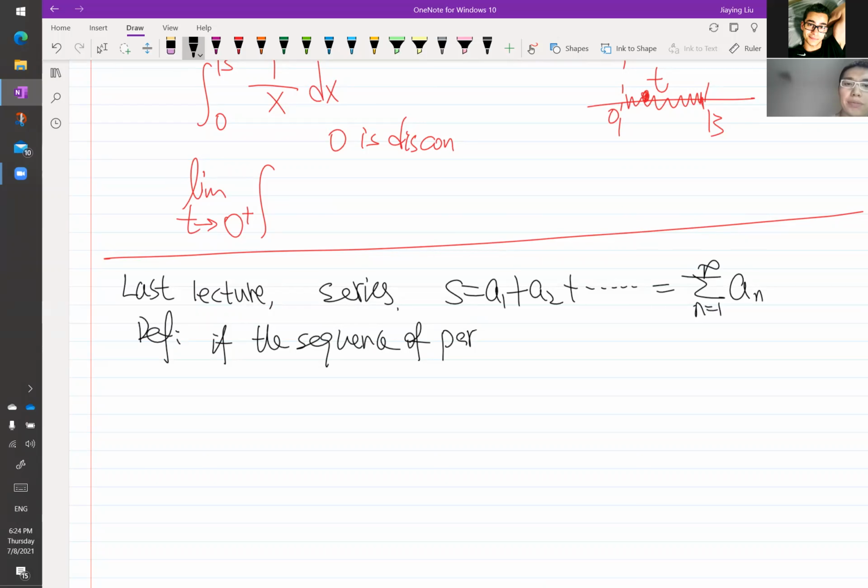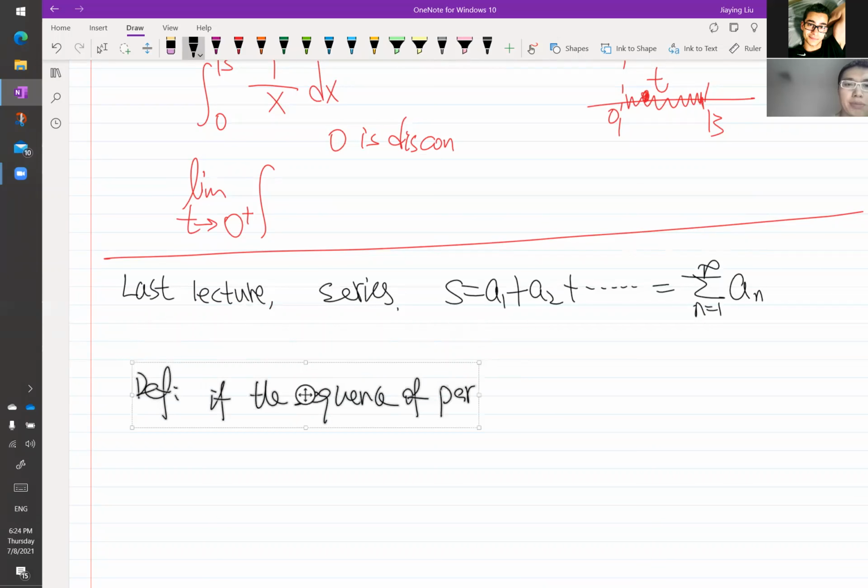Well, before I do that, maybe I should quickly write down what a partial sum is. So partial sums, S1, S2, or Sn.